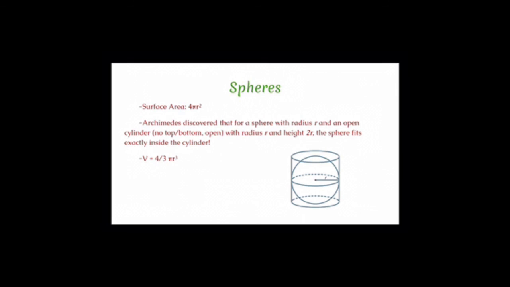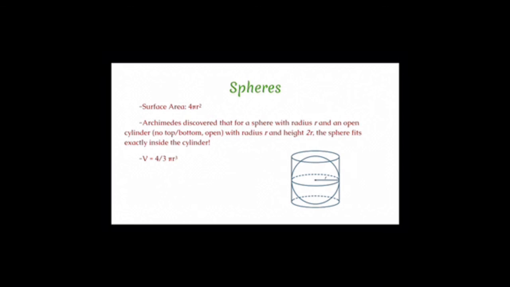Okay, last but not least, spheres. So the surface area formula is 4 pi r squared, and the volume formula is 4/3 pi r cubed. And a fun little fact is Archimedes discovered that for a sphere with radius r and an open cylinder with radius r and height 2r, the sphere fits exactly inside the cylinder.